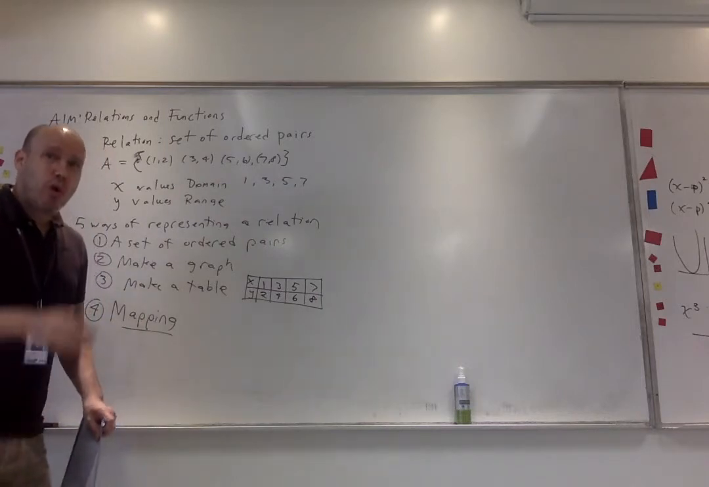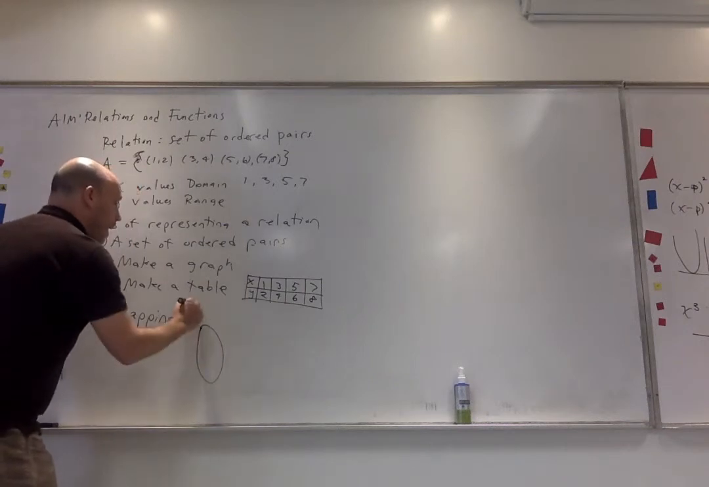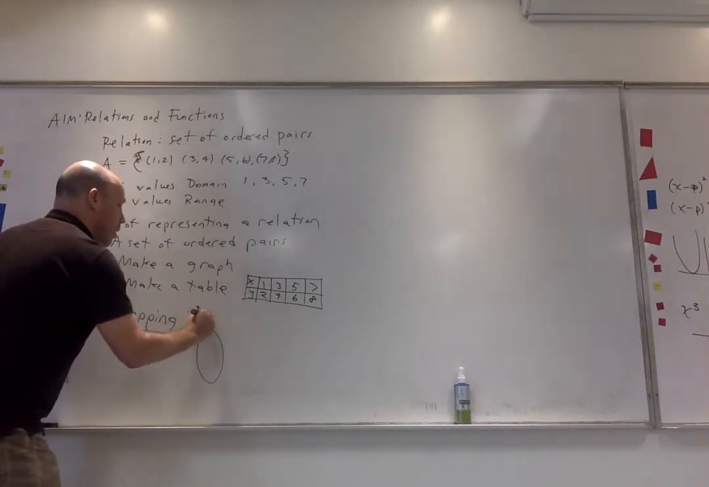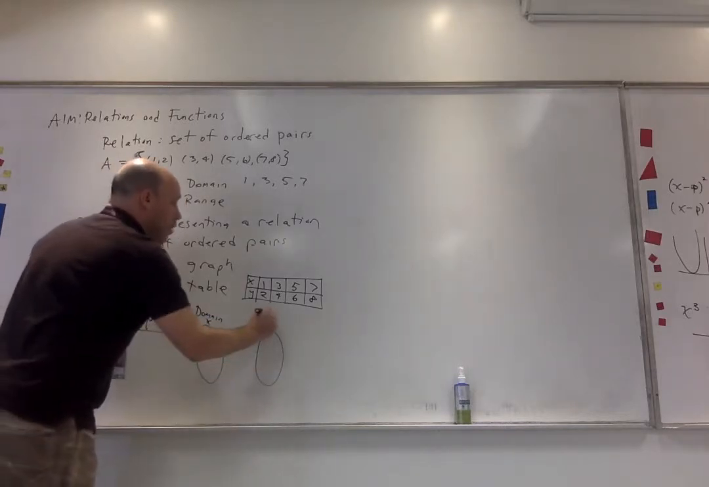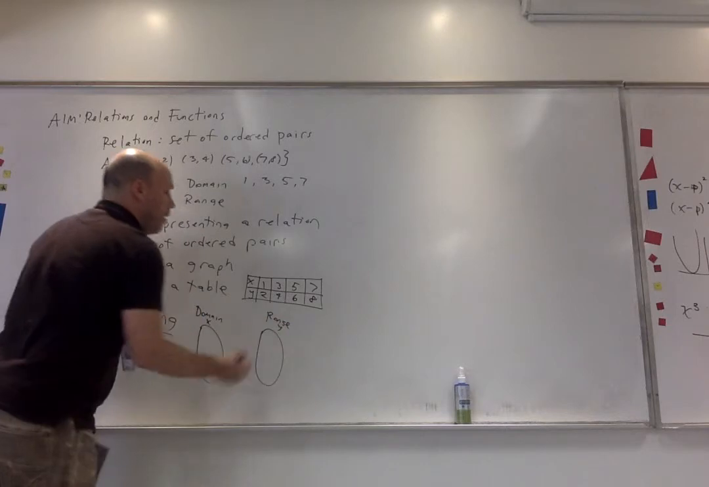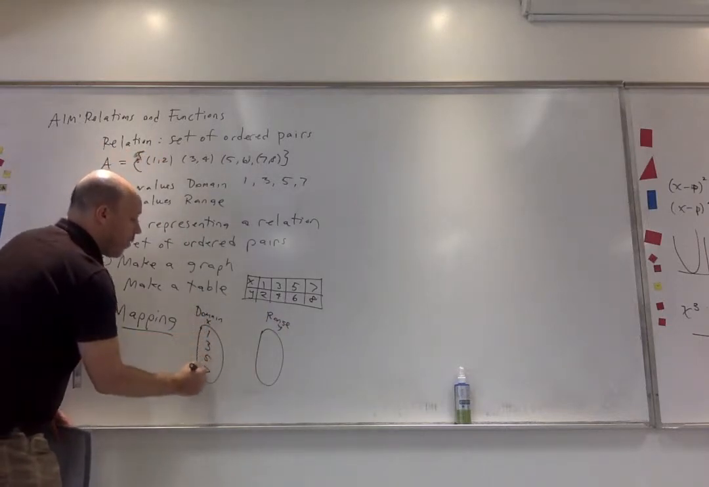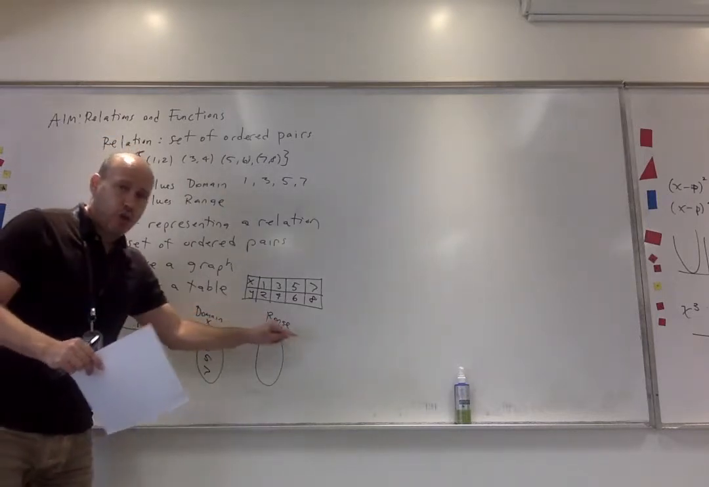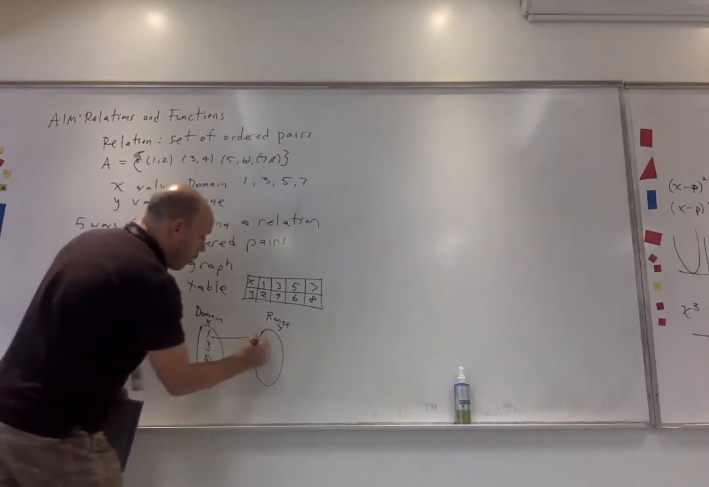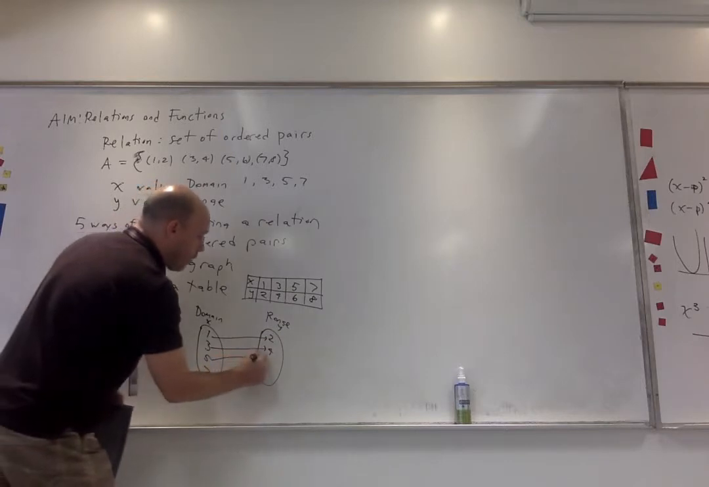What you're going to do is draw 2 ovals. The first represents the domain. And the second oval represents the range. You're going to write the domain values in: 1, 3, 5, 7. And when I say mapping, I mean how do we go from the domain to the range? And the idea is that 1 goes to 2, 3 goes to 4, 5 goes to 6, and 7 goes to 8.